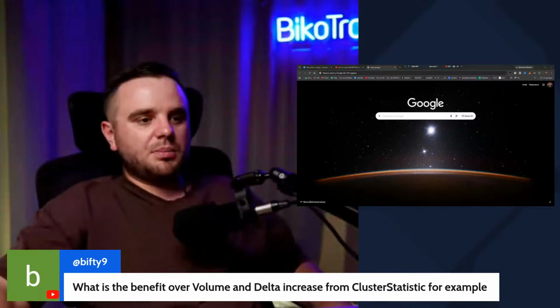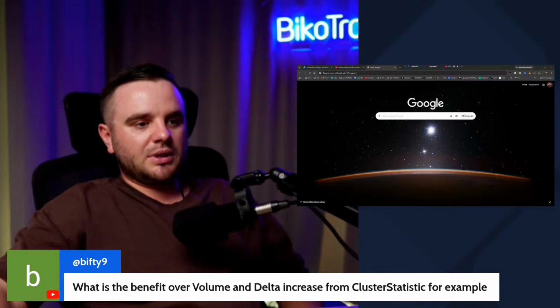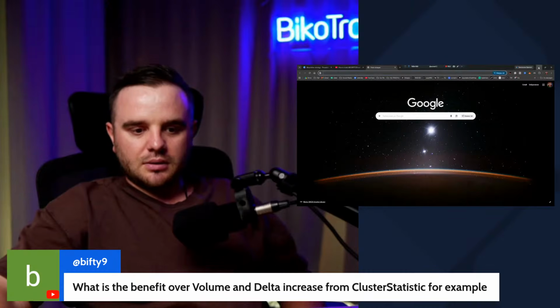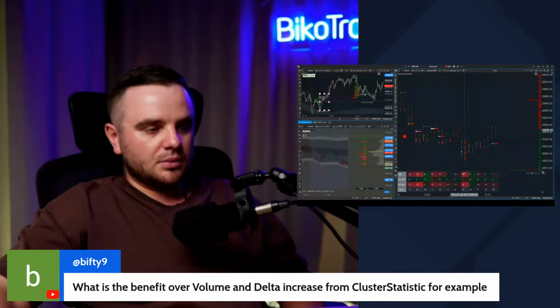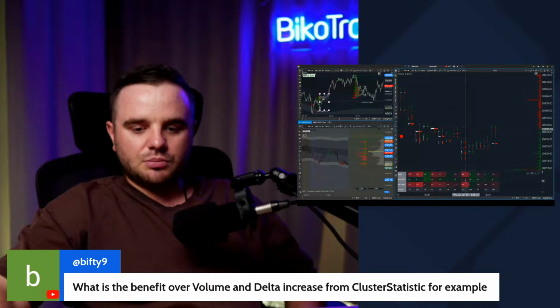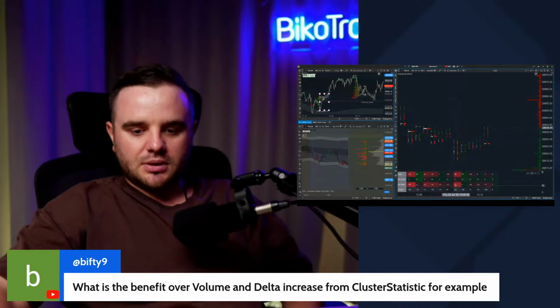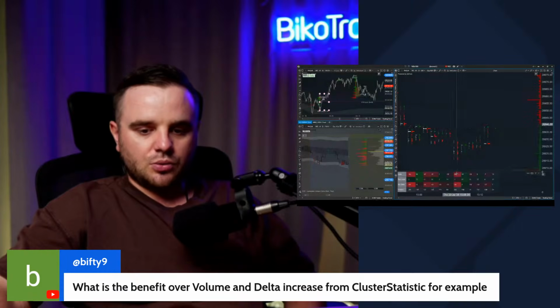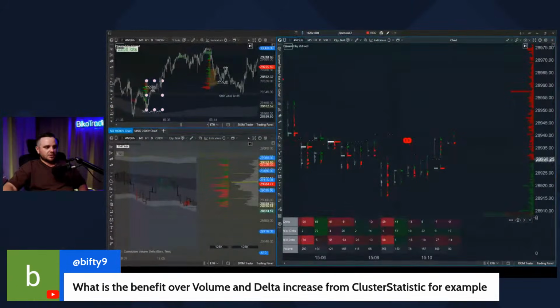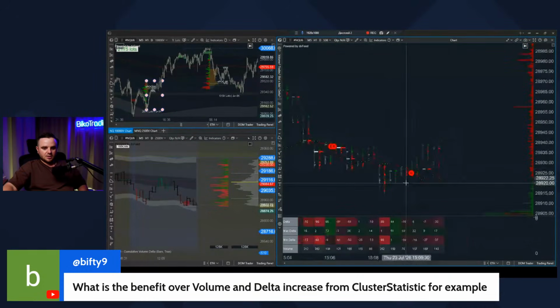What is the benefit of a volume and delta increase from cluster statistic, for example? It is when you see that there is a lot of volume entering, because sometimes there would be, for example, minimum delta significant, but the price closes with zero delta. It means that some sellers got absorbed and buyers stepped in. That's only one reason why I analyze it.